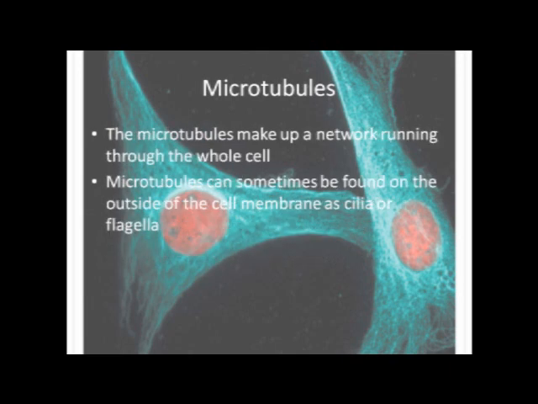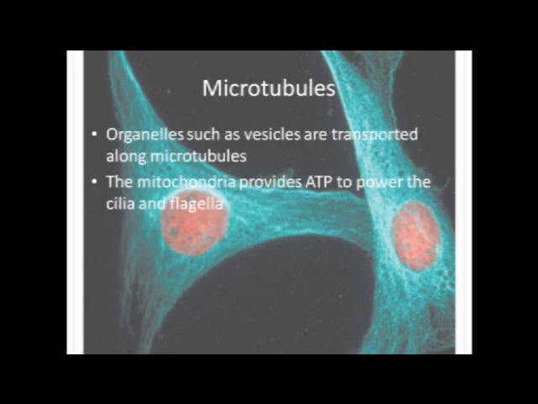Microtubules can be found almost anywhere inside or outside the cell. Microtubules often interact with other organelles to perform their job. For example, the mitochondria provides ATP to power the cilia and flagella.